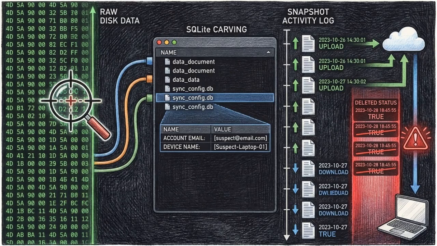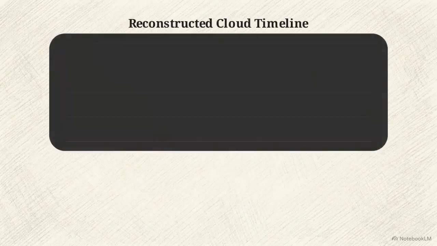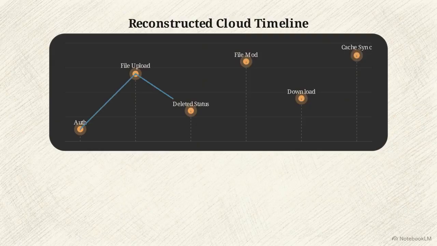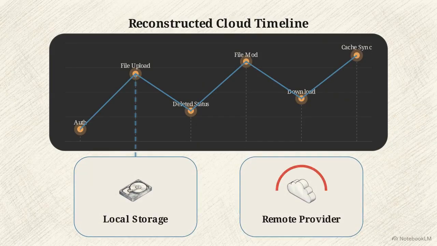Next, you extract the snapshot caching databases. These carve out a historical timeline of file uploads, modifications, and downloads. Parsing these tables reveals time-stamped flags indicating files the suspect actively attempted to delete from the cloud. The ultimate forensic benefit here is operational secrecy. This carving technique reconstructs a perfect timeline of cloud activity locally, without ever requiring investigators to issue a warrant or log in to the remote cloud interface.